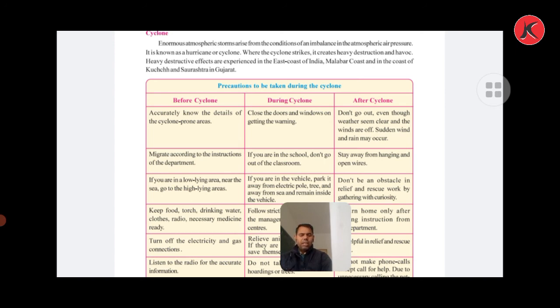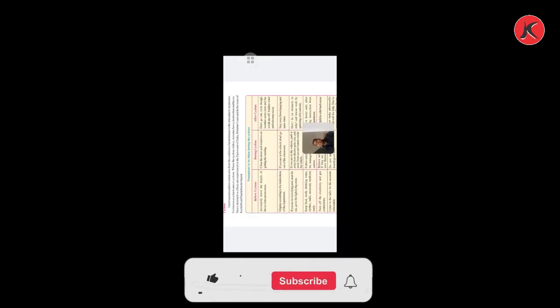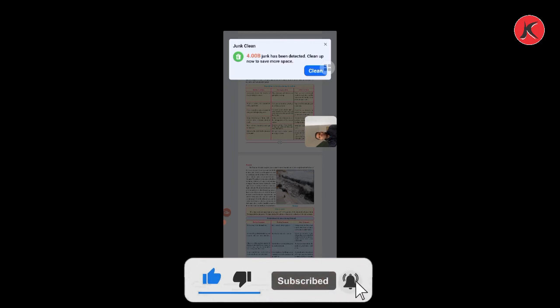Do not take shelter under hoardings or trees. We cannot stay under the trees or the hoardings, because when the cyclone is there, they can fall down. After the cyclone, what do we have to do, students?